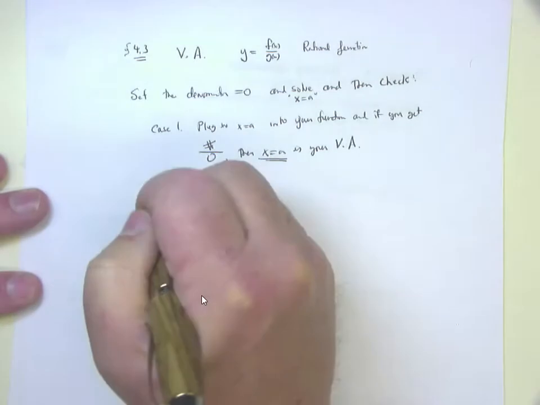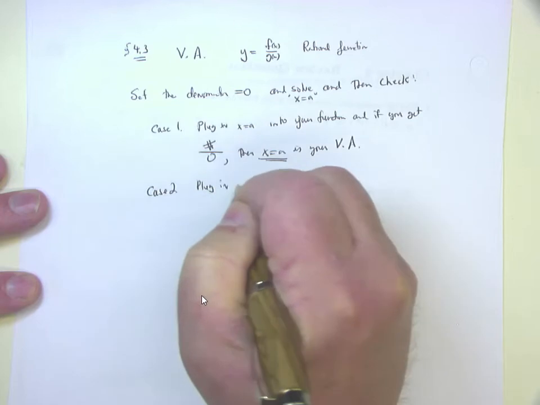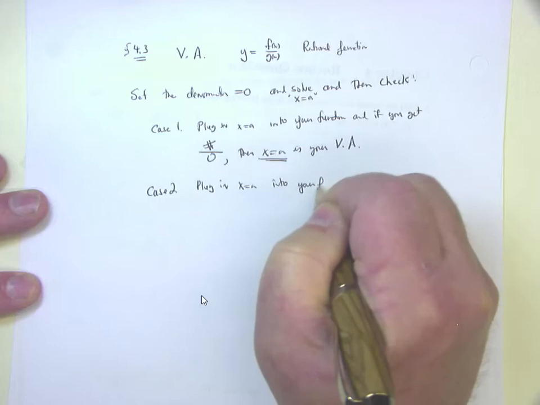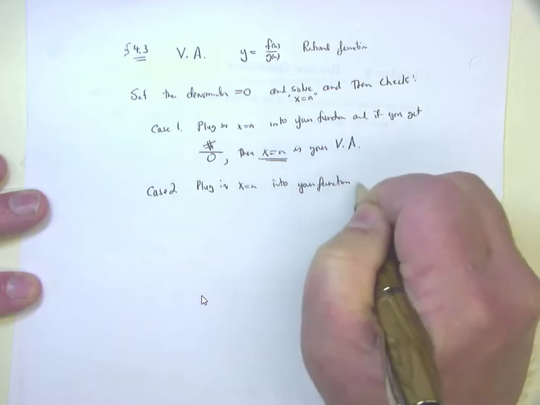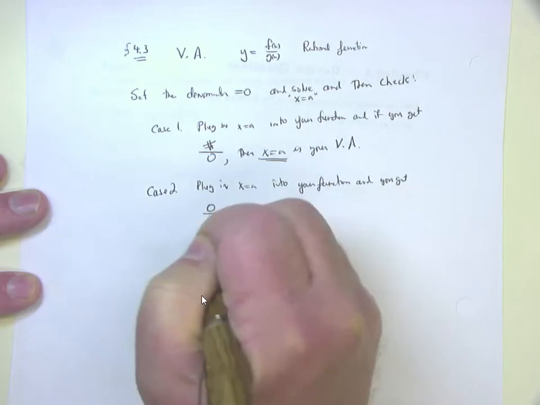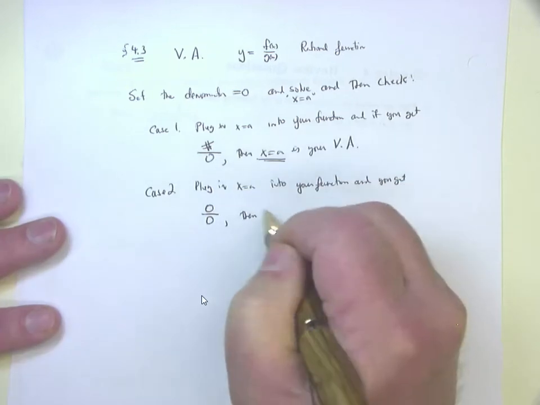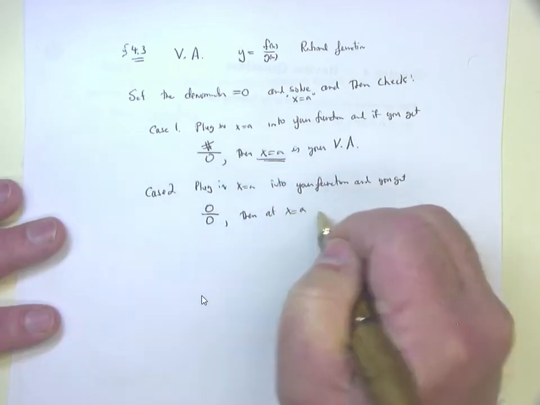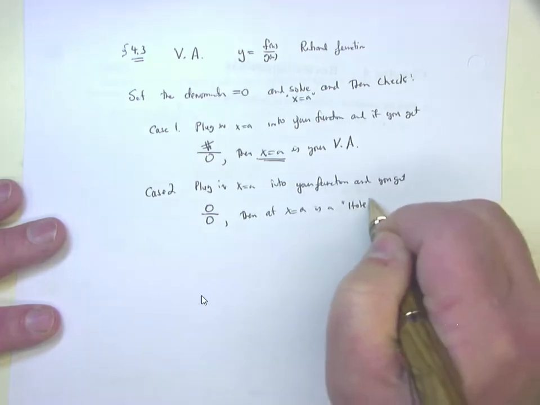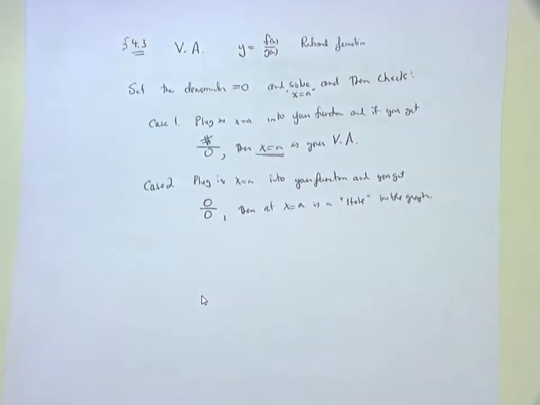However, in case number 2, when you plug x equals a into your function and you get 0 divided by 0, then x equals a is a, quote, hole in the graph. It is not a vertical asymptote.